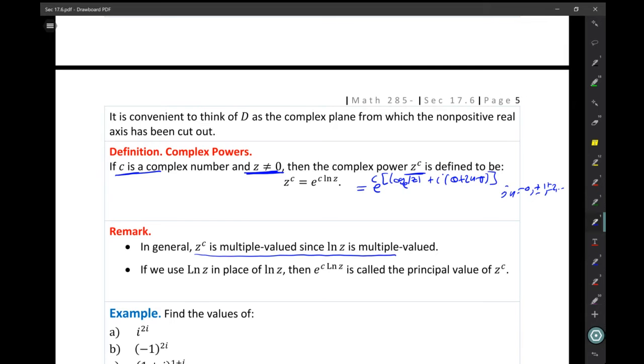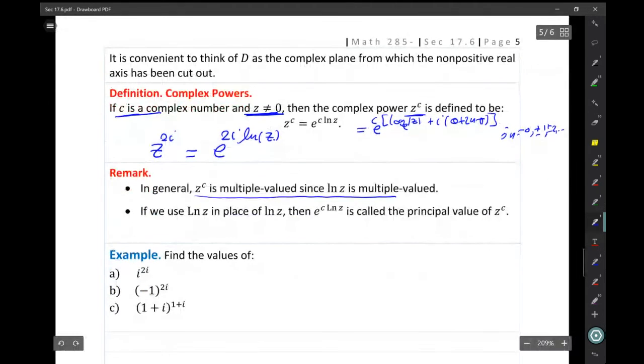So in general, for example, z to the power 2i is equal to e to the power 2i times ln of z. We will see examples now, inshallah. Now, if we replace ln z by the principal logarithm, the capital L, then it becomes e to the power c times the principal logarithm of z, which is called the principal value of the power z to the power c.